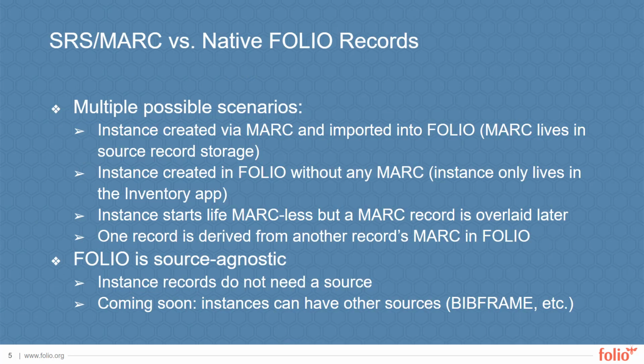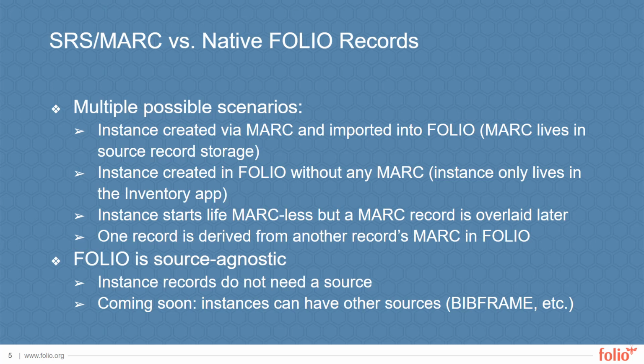Folio records can be created in many ways with or without any MARC involved. As mentioned previously, you can import MARC records into Folio, which will then live in source record storage. Alternatively, you can create a record without any source, which has the advantage of not requiring any MARC knowledge. Records created without MARC can have MARC overlaid later, but this is optional.